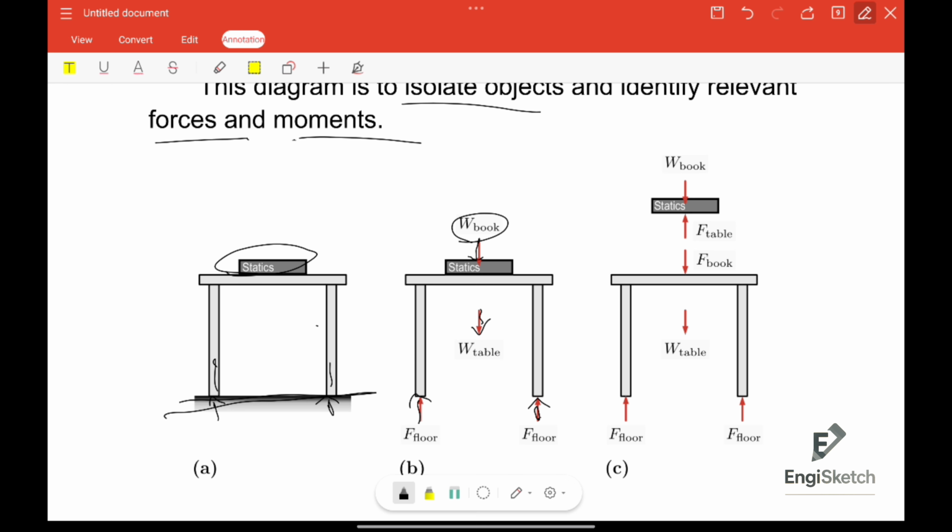We can also divide it more. We can divide the book by itself and the table by itself. So for the book, we have the weight of the book and we have the force of the table that is pushing the book. Also here on the table we have the force of the book, which comes from the weight of the book itself, and also we have the weight of the table, and we have the force of the floor, the supports here again. This is how to divide and how to analyze the forces using the free body diagram.